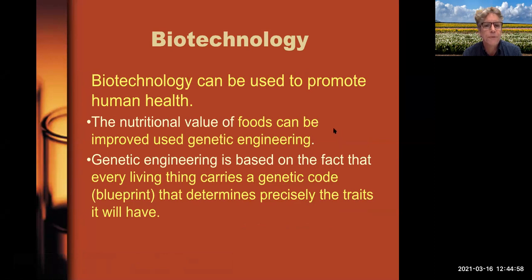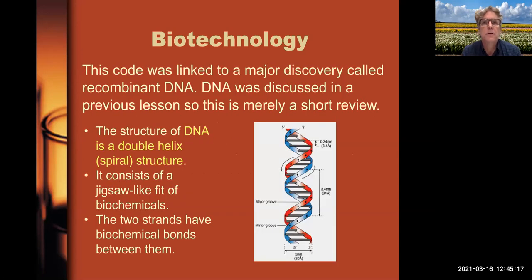The nutritional value of foods can be improved using genetic engineering, e.g. golden rice. Genetic engineering is based on the fact that every living thing carries a genetic code, a blueprint that determines precisely the traits that it will have. It is those traits that are used to alter other things. This code was linked to a major discovery called recombinant DNA.